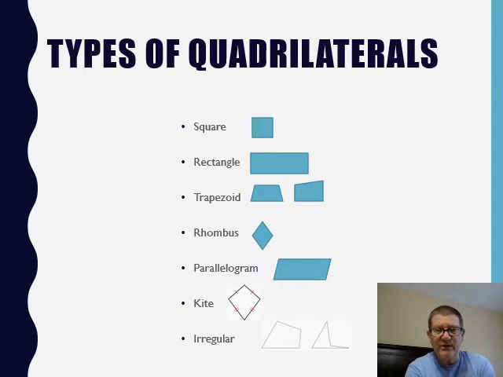Now here are all the quadrilaterals we're going to be dealing with. We have a square, a rectangle, trapezoid, rhombus, a parallelogram, and a kite. Kite and irregular are the different types of quadrilaterals. They don't fall in the other classifications, but they are still quadrilaterals, so you have to be aware of them. We'll be talking about them specifically.